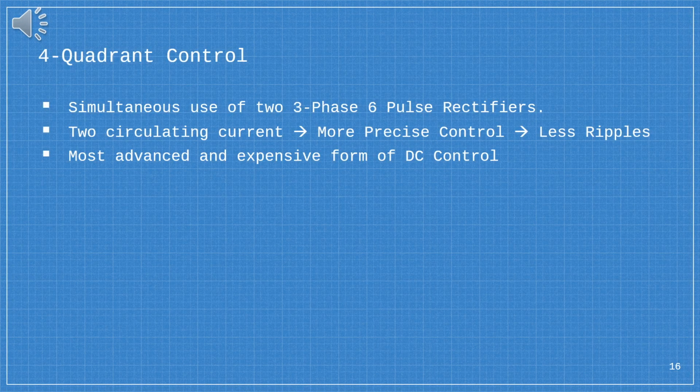To solve these, we have what is called four-quadrant control. This involves utilizing two three-phase six-pulse rectifiers with separate sources. What this allows for us is to have two circulating currents, and this offers more precise control, even fewer ripples at lower voltages because of the two circulating currents, and this is the most advanced and expensive form of DC motor control.